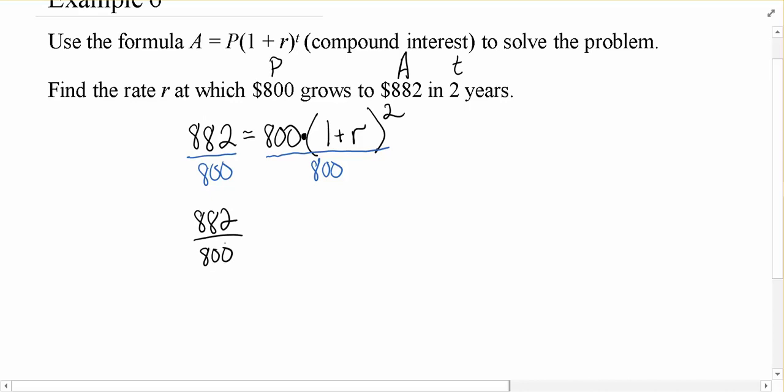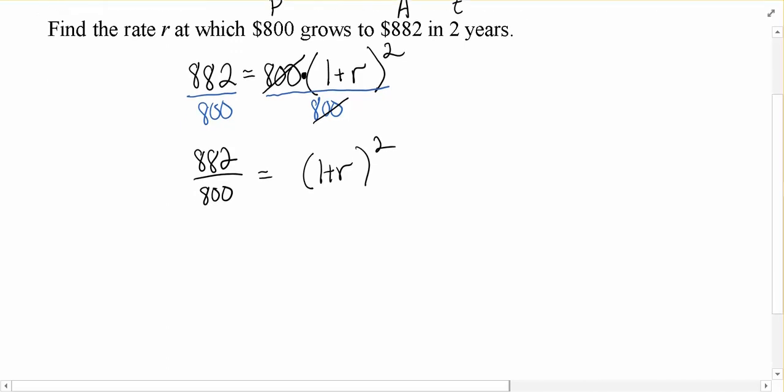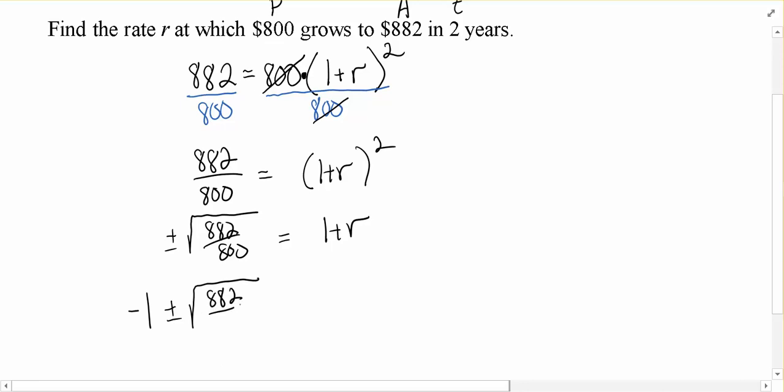Yeah, this could probably simplify. We could probably toss it in the calculator, but I don't care about that right now. What I care about is what's left over here. I now have a perfect square on the right-hand side. So now I can use the square root property. I can take the positive and negative square root of both sides. And in order to solve for R, I can subtract 1. So negative 1 plus or minus the square root of 882 over 800 equals R.